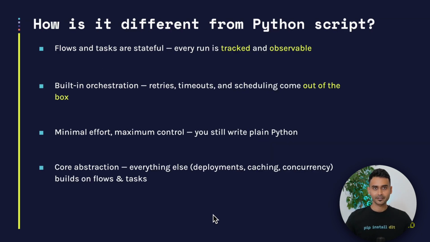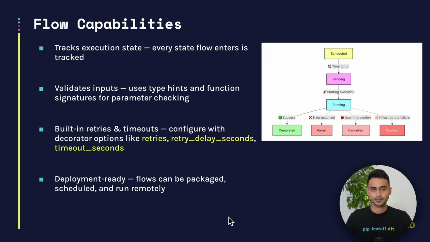But you might be wondering how a Prefect script is different from a Python script. Unlike a regular Python script where function calls run one after the other, Prefect treats flows and tasks as tracked stateful entities. This means it gives you observability, scheduling, retries, timeout, and caching all out of the box. Everything else in Prefect is built on this foundation.